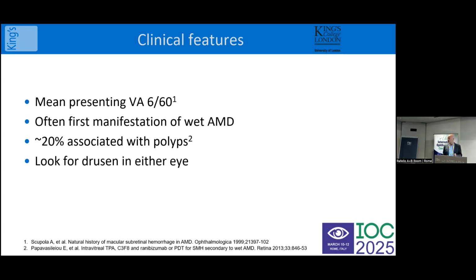Some very useful clues to the disease are drusen, which you can sometimes see in the other eye. So you may not see terribly much in the affected eye because the drusen are obscured by the hemorrhage. But a good clue is to look for signs of wet AMD or AMD in the fellow eye, because the fellow eye will often have some drusen there as well.